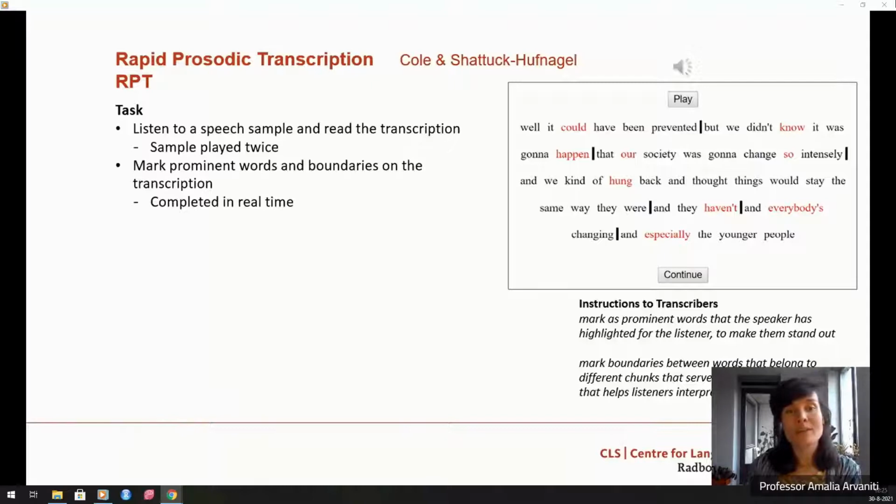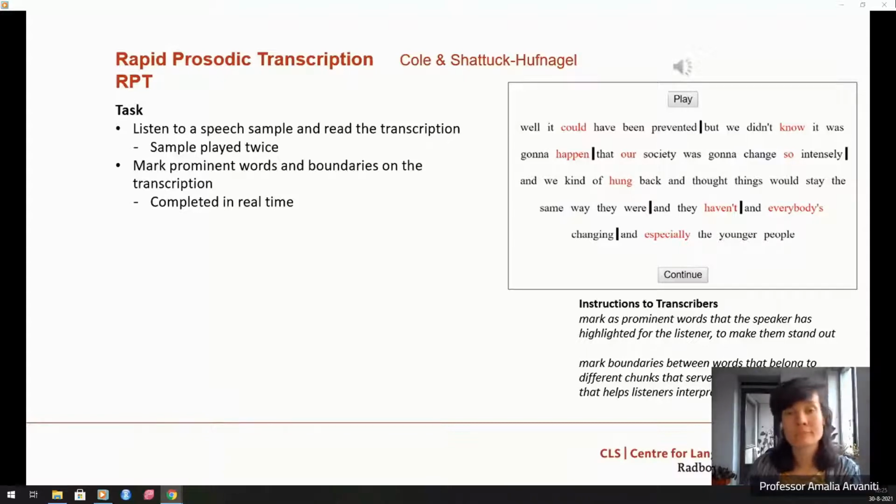Mark as prominent words that the speaker has highlighted for the listener to make them stand out. Mark boundaries between words that belong to different chunks that serve to group words in a way that helps listeners interpret the utterance. Let's take a look at this example and have a listen.